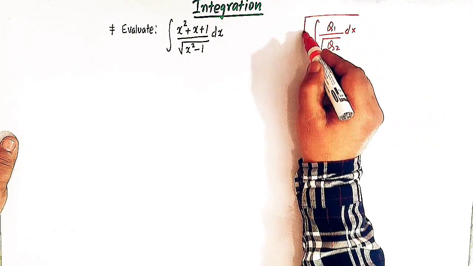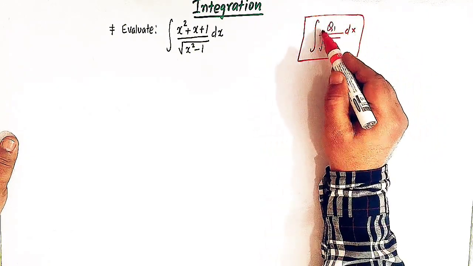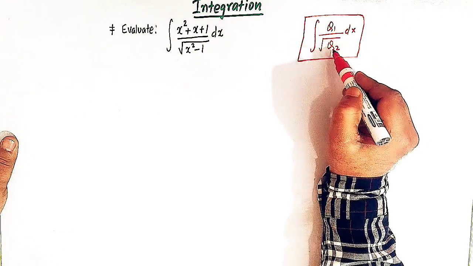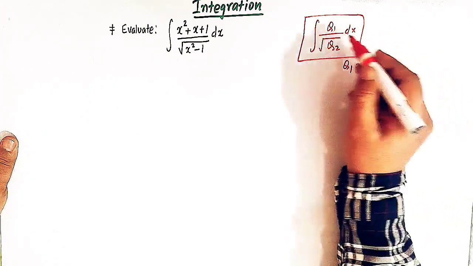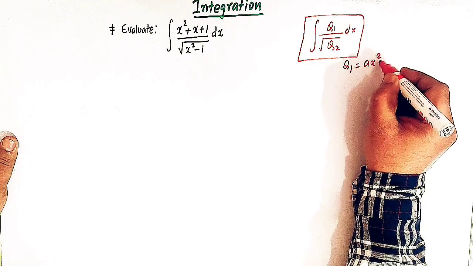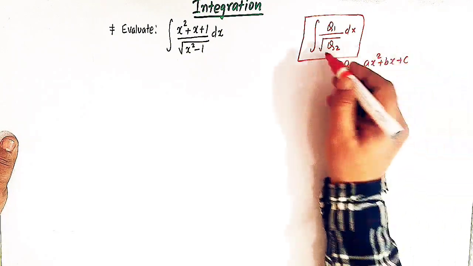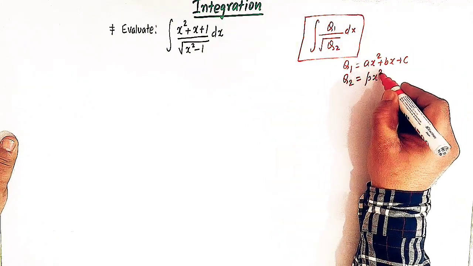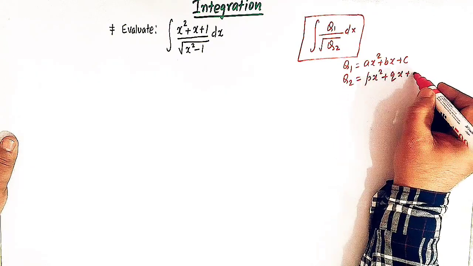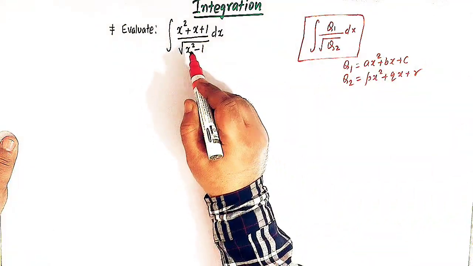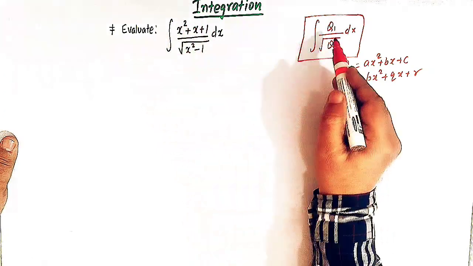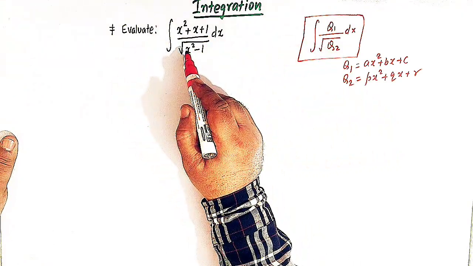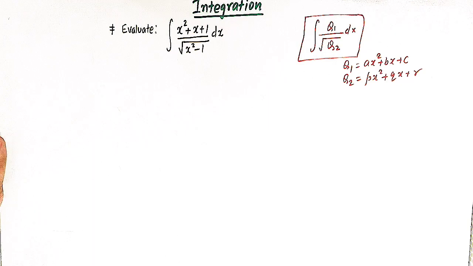So here we'll see how we can integrate these type of integrands where we have q1 divided by square root of q2, where q1 is the quadratic function of the type ax square plus bx plus c, and q2 is another quadratic function of this type, say px square plus qx plus r, right? So we'll see how we can express this function, that is q1 over square root of q2, to get the indefinite integration of this function. So let us start.